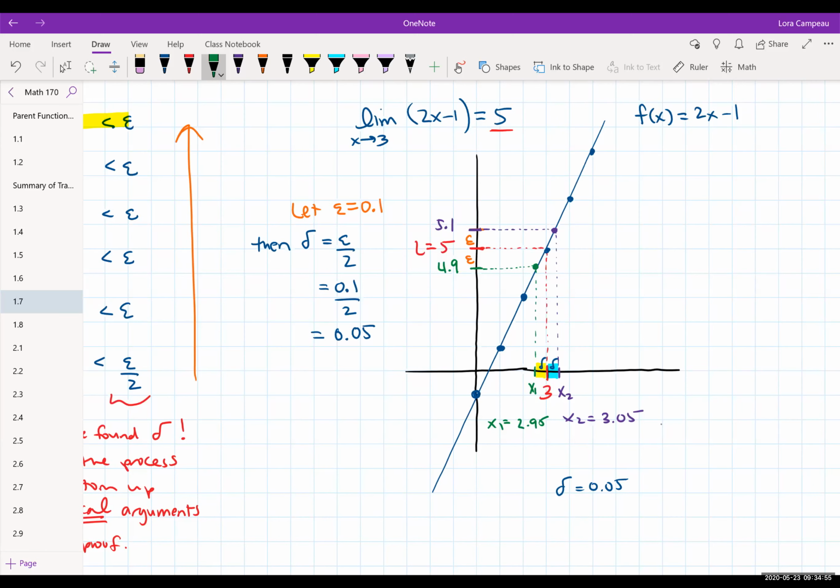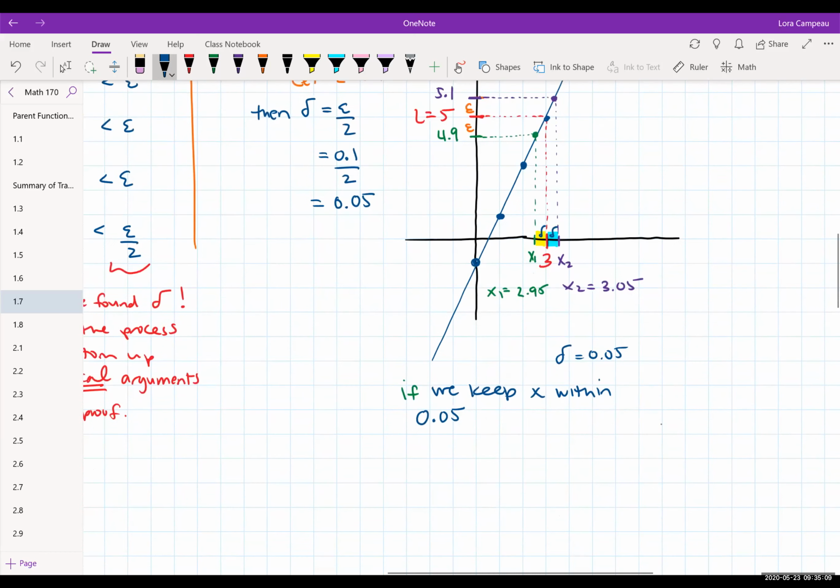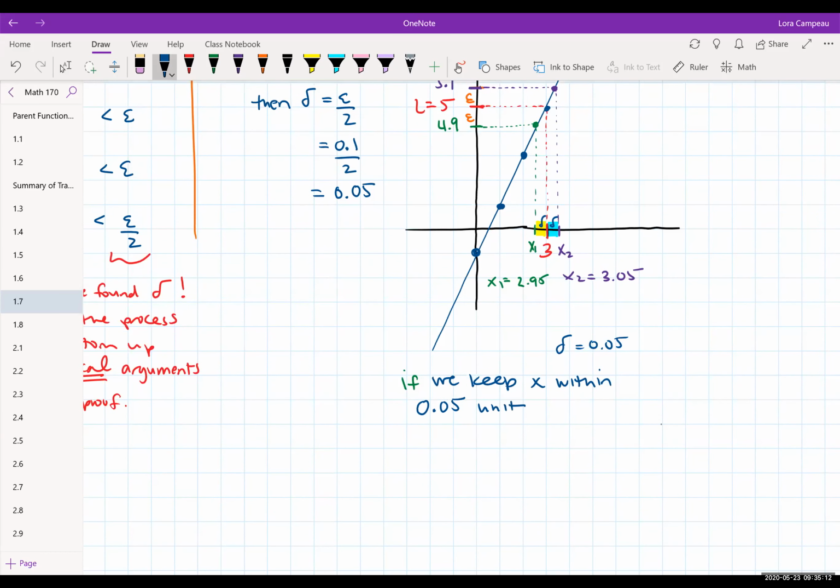So if we keep x within 0.05 units, we say 5/100ths of a unit from 3, then our f of x will not be more than 0.1 units away from our limit 5.